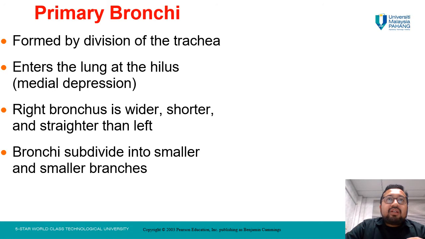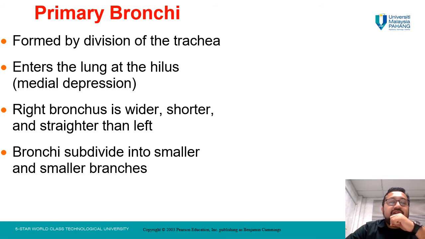Okay, primary bronchi. Okay, so daripada trachea tadi, dia akan pergi kepada bronchus. Bronchus is a singular. Kalau ada banyak bronchus, we call it bronchi. Dia punya plural dia. So this formed by division of trachea. Okay, trachea tu dia akan bagi kepada dua. Okay, dua tu kita panggil bronchi. Dua-dua. Enters the lung at the hilus. Okay, right bronchus is wider, shorter and straighter than left. Okay, a bronchus subdivides into smaller and smaller branches.